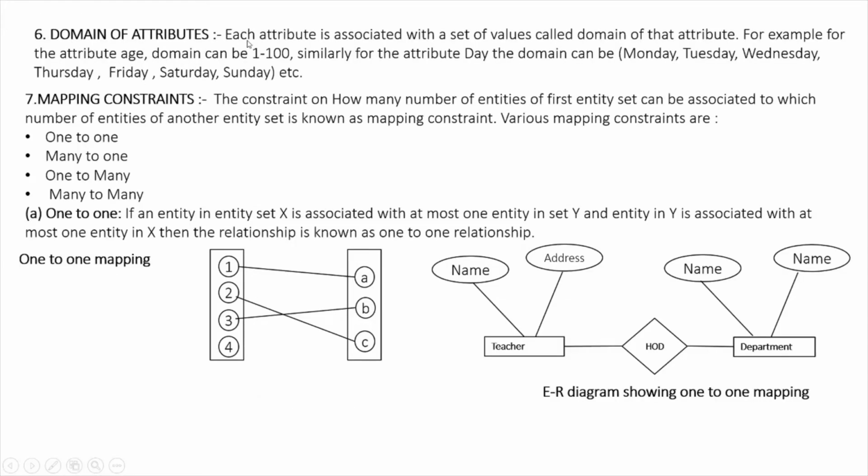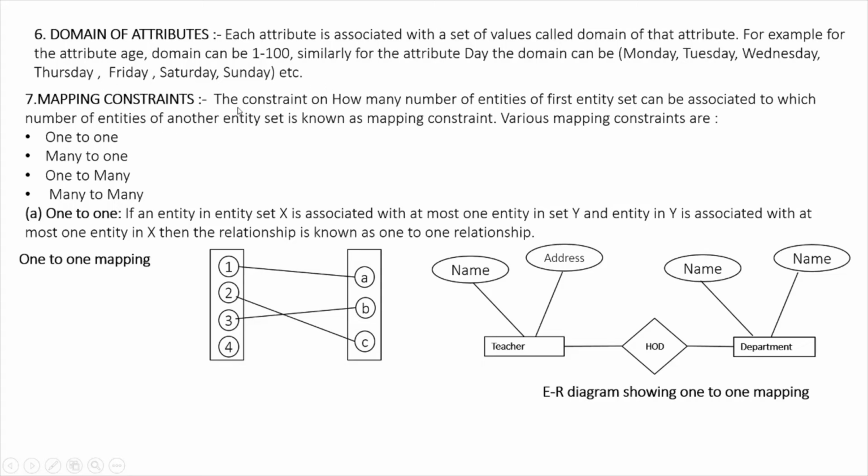Domain of attribute. Each attribute is associated with a set of values called the domain of that attribute. For example, for the attribute age, the domain can be 1 to 100. Similarly, for the attribute day, the domain can be Monday, Tuesday, Wednesday, Thursday, Friday, Saturday, Sunday, etc.